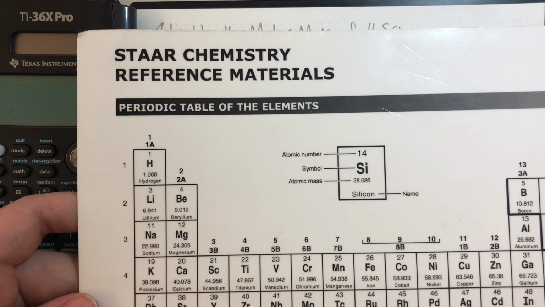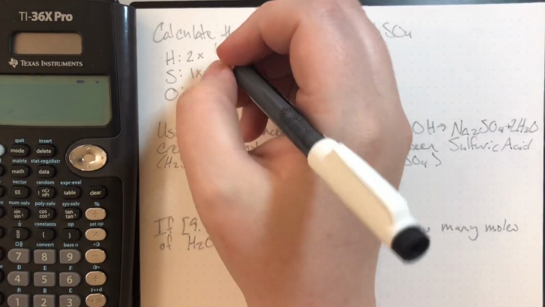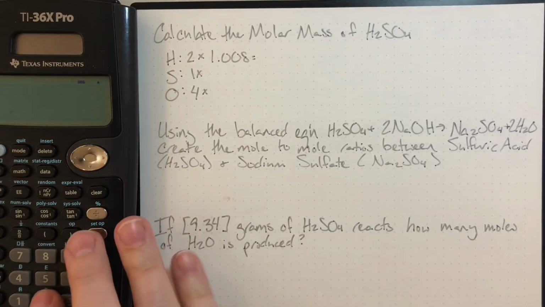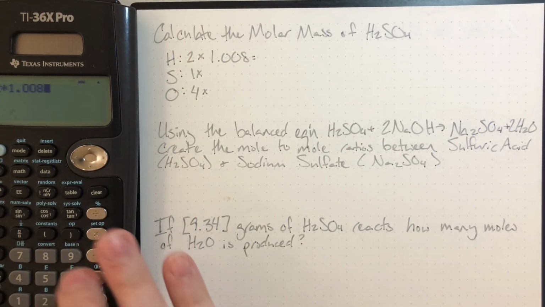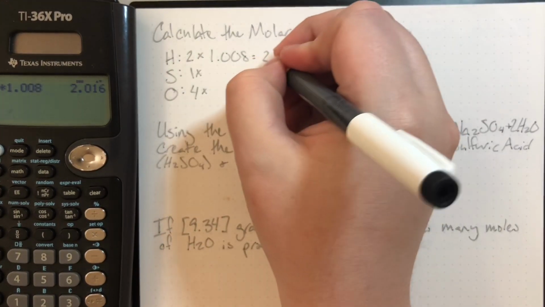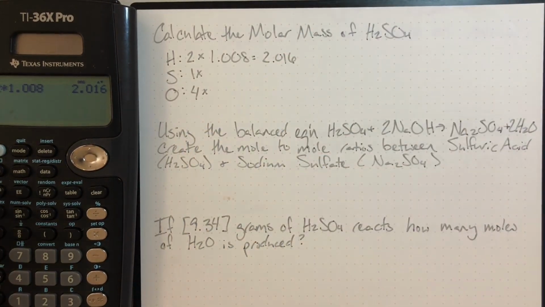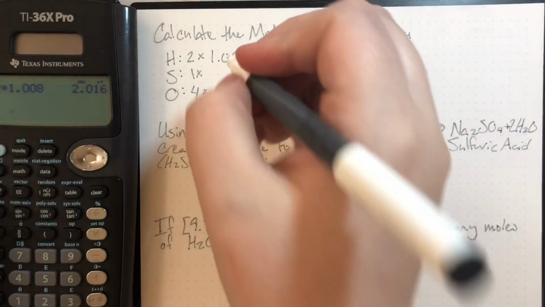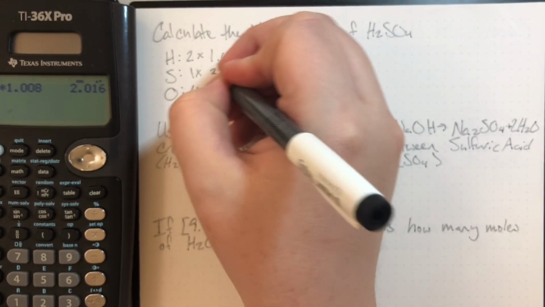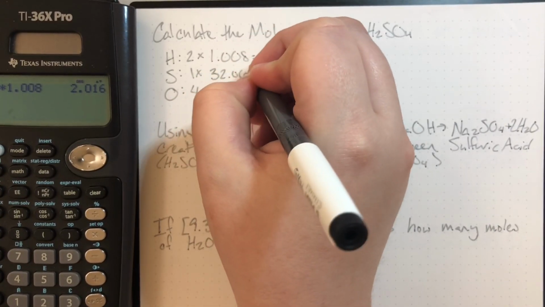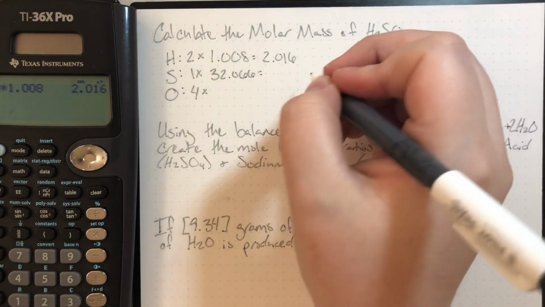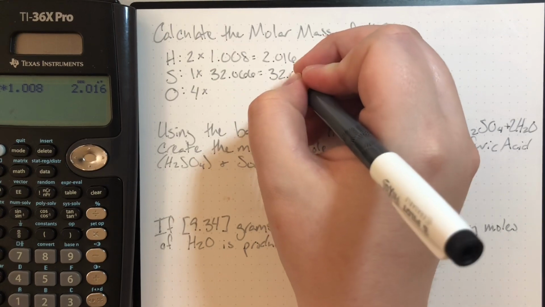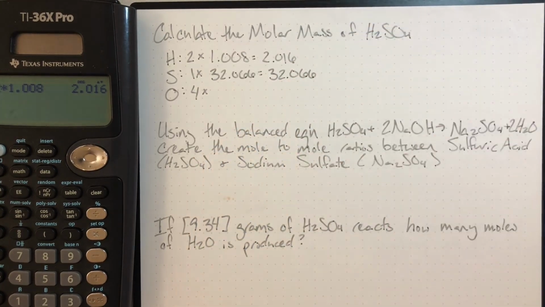Hydrogen on the periodic table has a mass of 1.008. 2 times 1.008 is 2.016. Sulfur has a mass of 32.066. 1 times anything is itself, so the mass contributed by sulfur is 32.066.